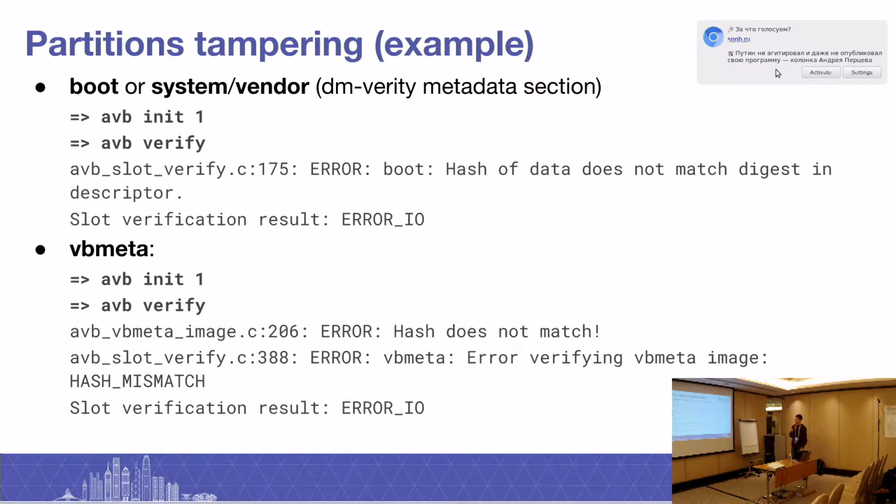So here there are two examples of tampering partitions. In the first one I tampered the boot or system vendor partition. In this case, when we run AVB verification, we receive an error: hash of data doesn't match digest in descriptor. And the second one, as I already told before, is the verification of the VB meta partition itself. So we can also tamper the VB meta partition and check that verification also fails.